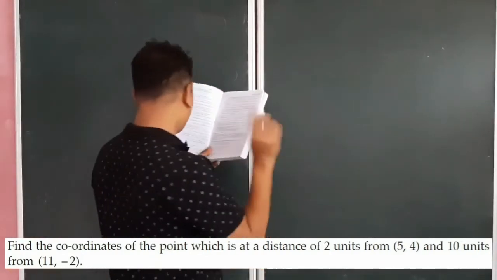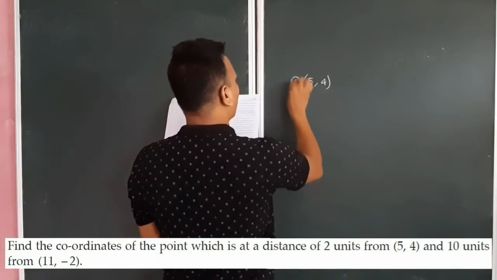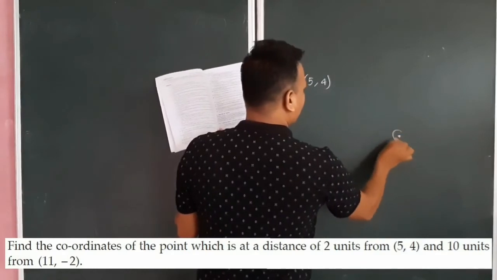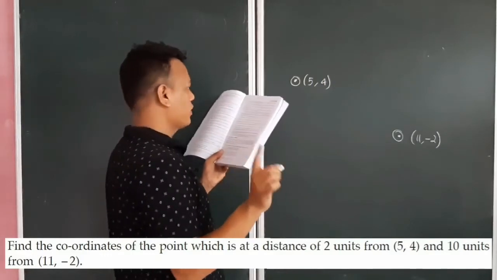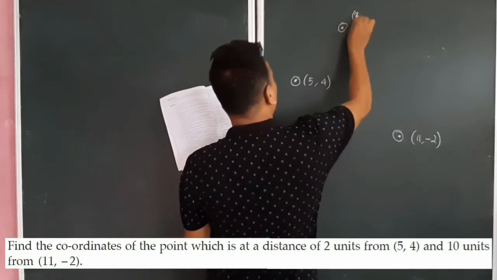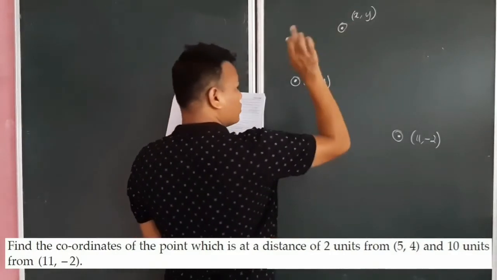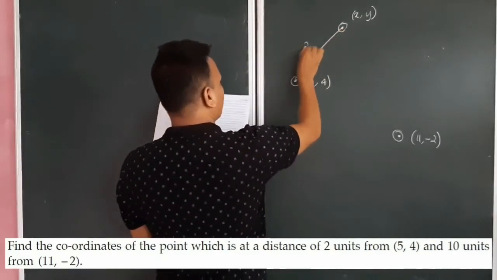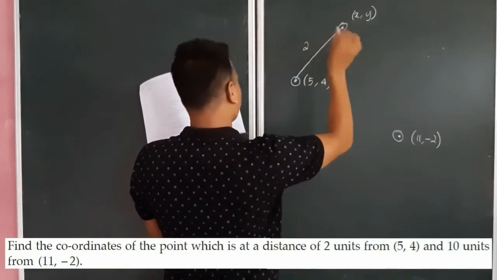Let's try to understand. There are 2 points given to you. One is (5, 4), and there is another point whose coordinates are (11, minus 2). Now you have to find one coordinate by yourself. Let me call that point (x, y), or you can write alpha, beta, whatever you want. The distance of this point from (5, 4) is given to be 2 units, and the distance between (11, minus 2) and that point has to be exactly 10 units.